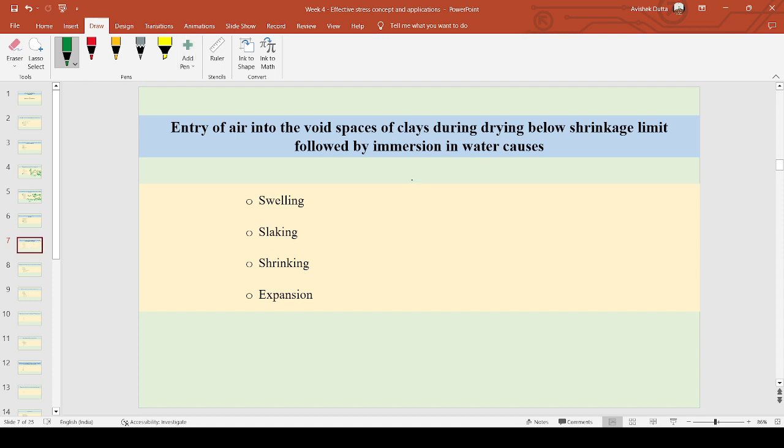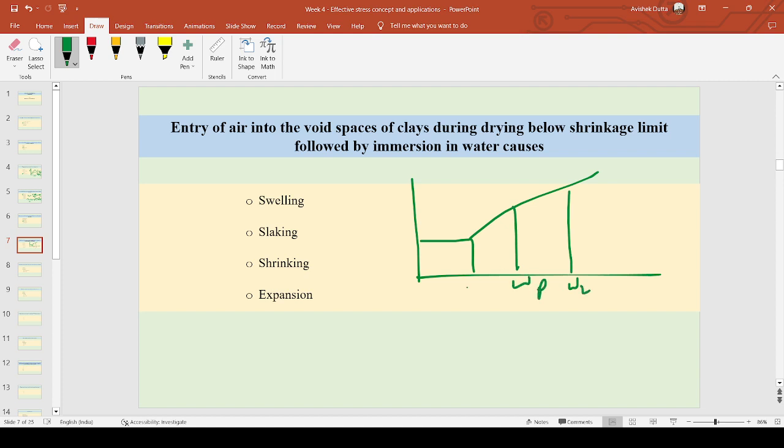Now, what is shrinkage limit? We have seen it in the consistency limits. These are the consistency limits. This is the liquid limit. This is the plastic limit. This is the shrinkage limit. This is the volume. This is the moisture content. Now after shrinkage limit, there is no decrement in volume from the right to the left.